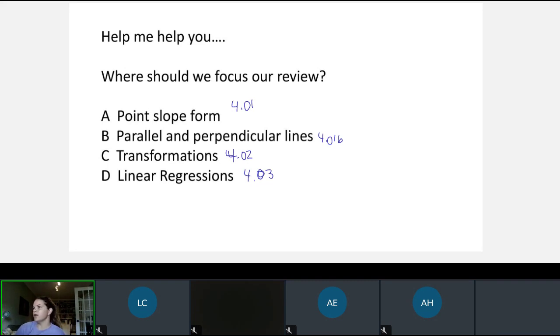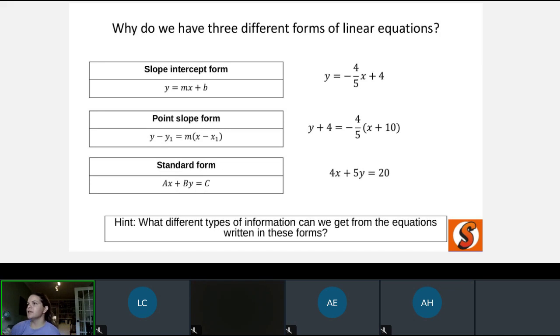All right, so let's go ahead. We're going to start with A because that is what the most people voted for, and then we'll go on to D. So we'll start with point slope form first, and then we'll go on to linear regressions. First, let's talk about why we have 3 different forms of linear equations.